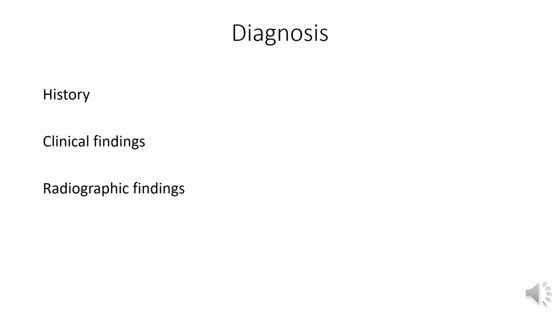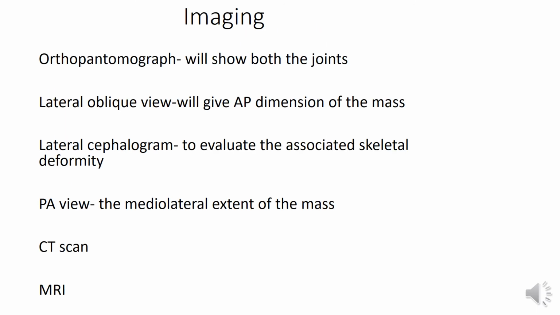To confirm the diagnosis, a history has to be clearly elicited. Look for the clinical findings and advise a radiographic finding. For radiographic finding, you need to have OPG, which shows both the joints, or you can go for lateral oblique view, which gives the anteroposterior dimension of the mass. Lateral cephalogram to evaluate the associated skeletal deformity. Posterior view to look for the medial-lateral extent of the mass. Cone beam CT also can be advised, a CBCT, to check for the ankylotic mass.